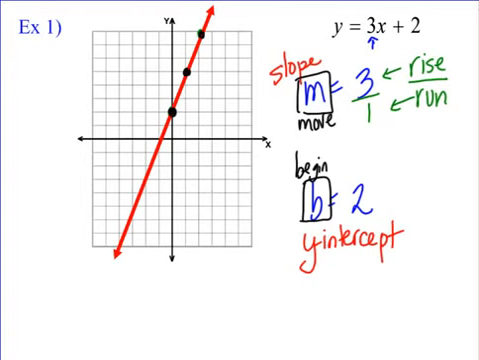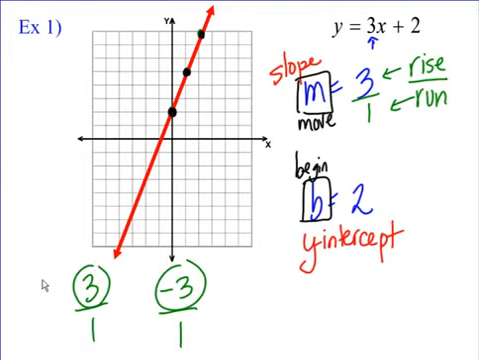Now, some things to think about. We have a positive graph here because this is positive 3 over 1. What if it was negative 3? Well, again, the rise will take into account whether we're going up or down. If it's positive, we're going to go up. If it's negative, we're going to go down. And you'll notice that the run is always positive, so we're going to take the run always to the right. So up and to the right or down and to the right. And that way we can get the correct slope on our graph.